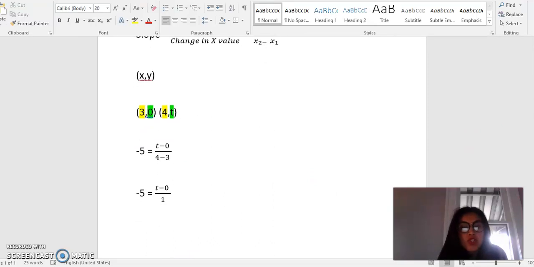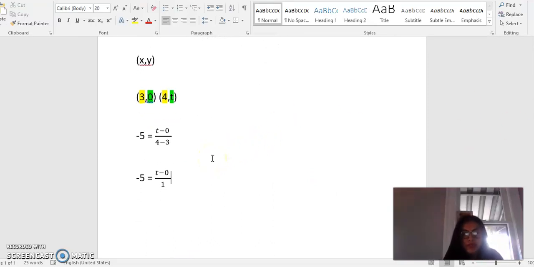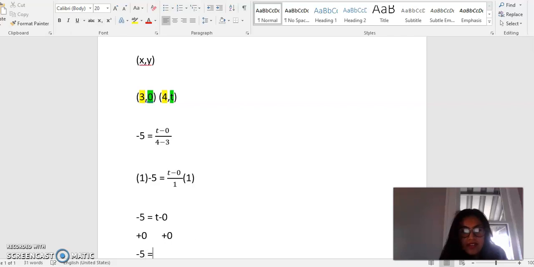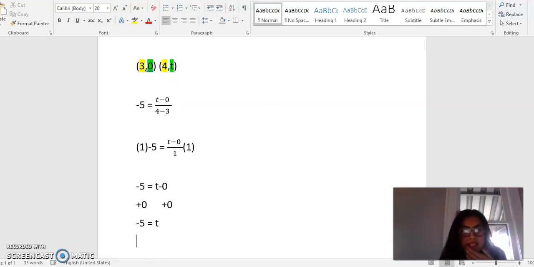To solve for the missing value, we're doing algebra. Here I have t minus 0 divided by 1. The inverse of division is multiplication, so I'm going to multiply by 1 on both sides. Once I do that, it leaves me with 1 times -5 is -5, and t minus 0. I'm still looking for t minus 0, so I have to do the inverse of subtraction, which is addition, like adding 0 to both sides. I'm left with -5 plus 0 is -5. -5 equals t. So that means the missing coordinate is -5.